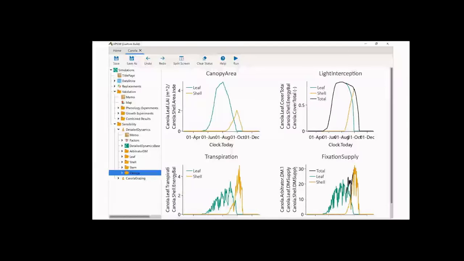That then transfers through into predictions you can see of light interception. Again early in the season, basically all of the light interception is provided by the canopy. But as the pods develop, light interception becomes dominated by the pods as the leaves senesce. That follows through into the timing of transpiration and the water use from those various organs, which you can see in the bottom left. But also the fixation supply, which is the carbon fixation or photosynthesis, the timing of photosynthesis via either leaves or, late in the season, the pods.